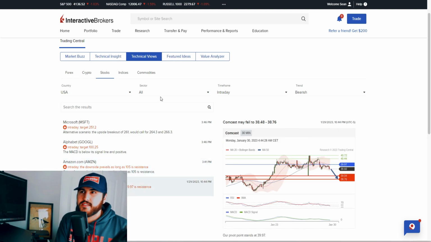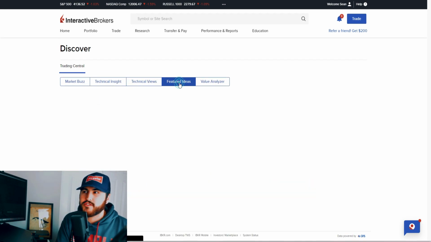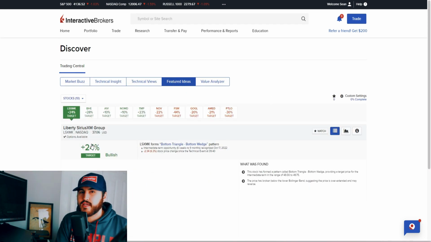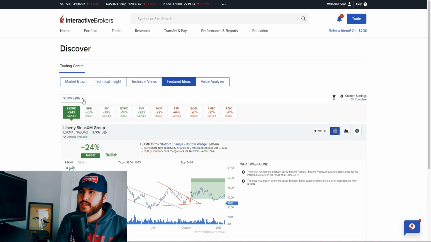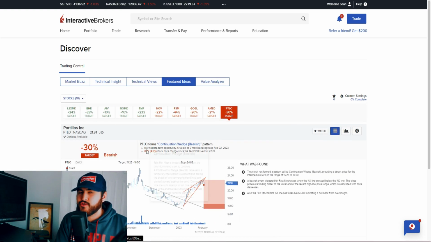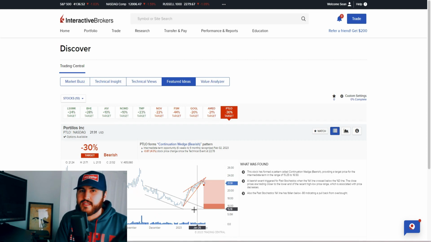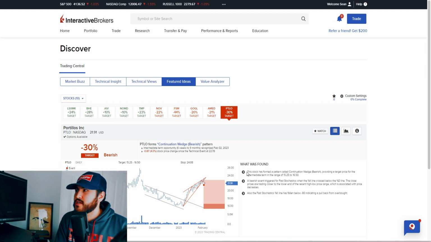Now, featured ideas are going to give you 10 stocks that are bullish and bearish, and they have a target associated with them. And they're going to give you some reasons on why they think that target is realistic to the bullish or bear side. And they're going to show you that in the what was found section of the featured ideas. Now, if you like an idea, you can click on the watch, and it's going to put it in a separate category for you so you can quickly refer back to it in the future.